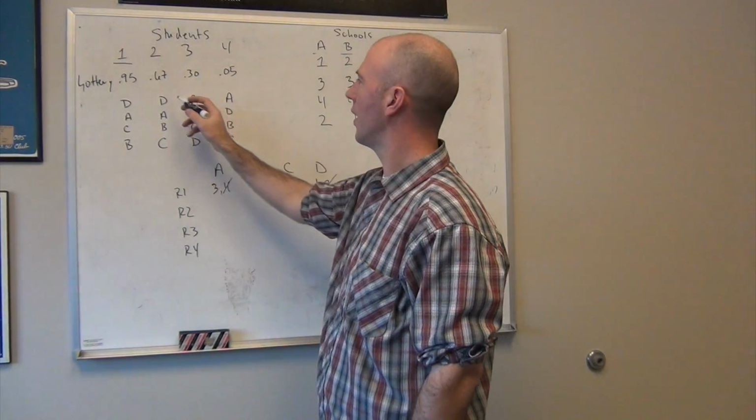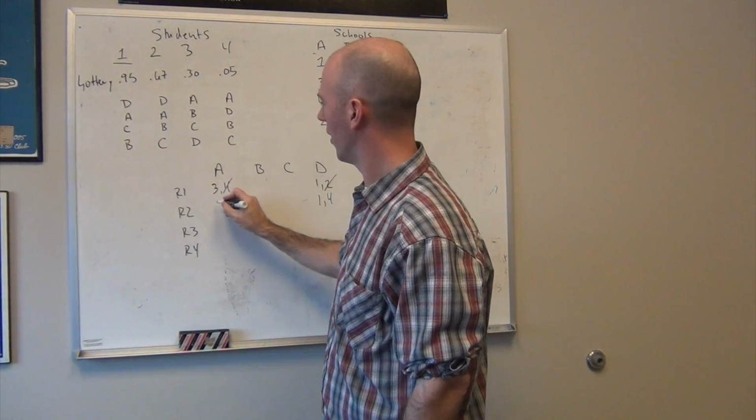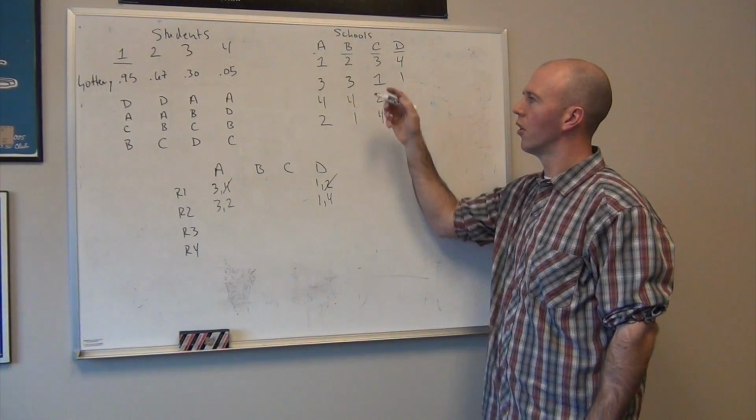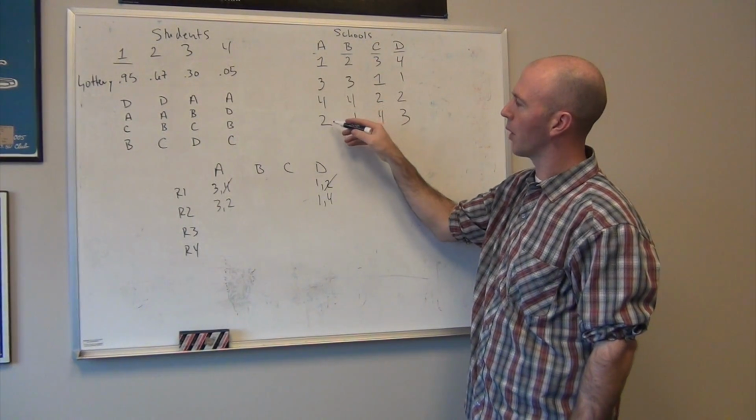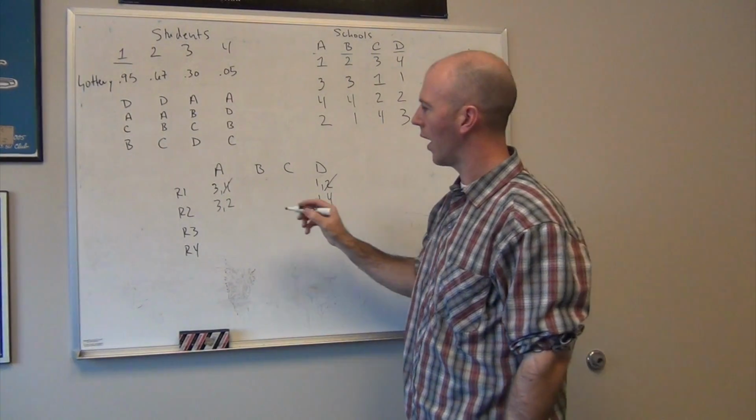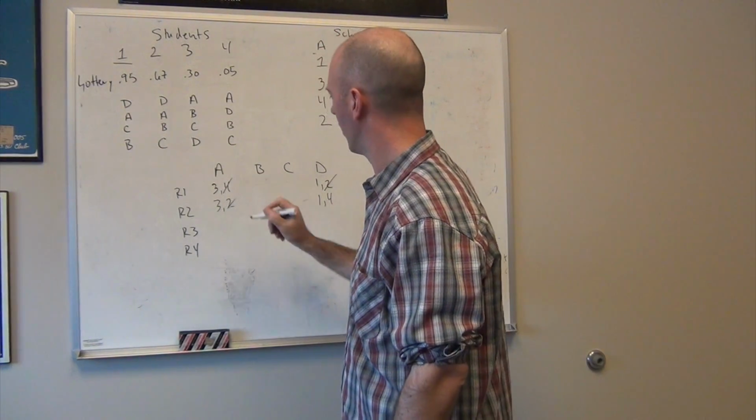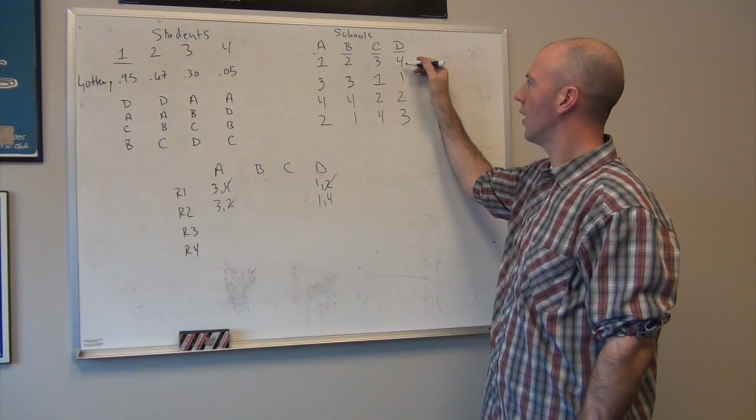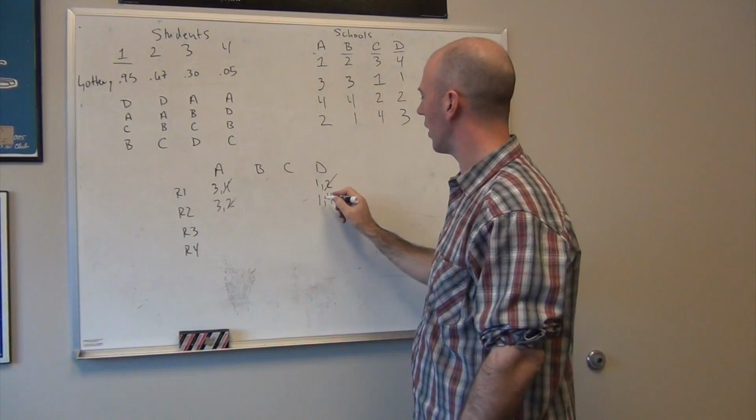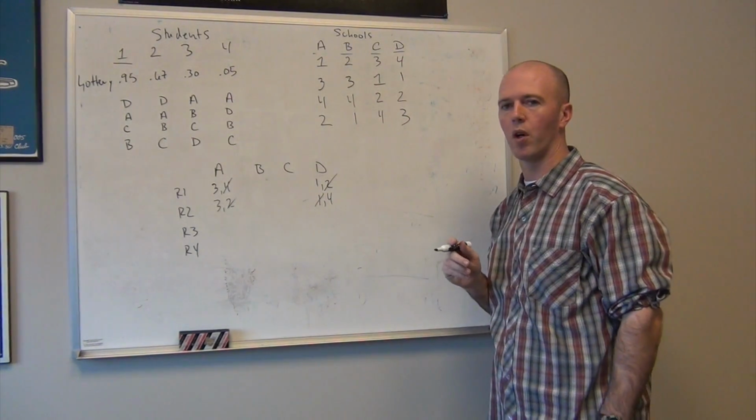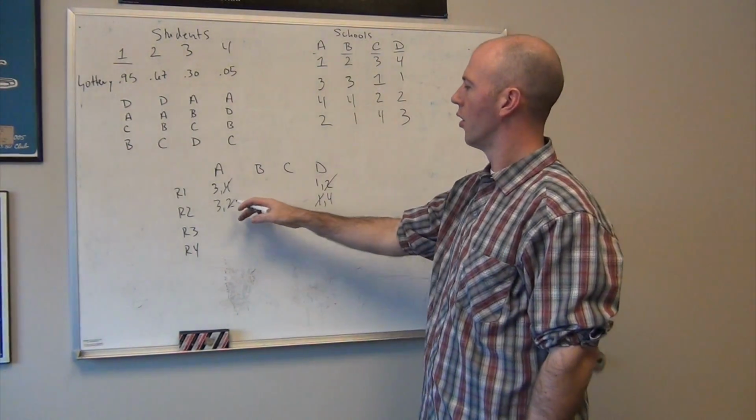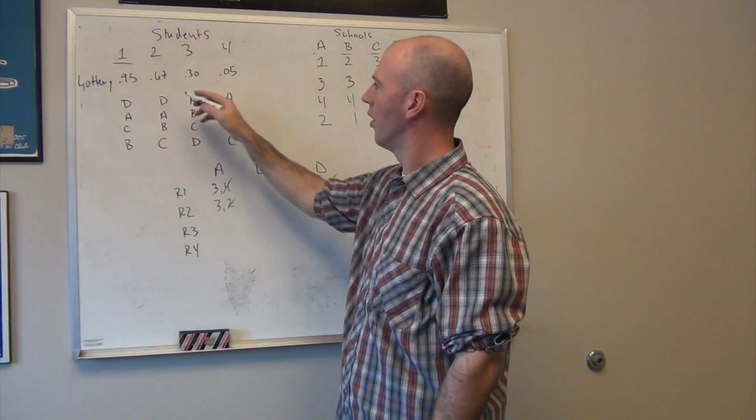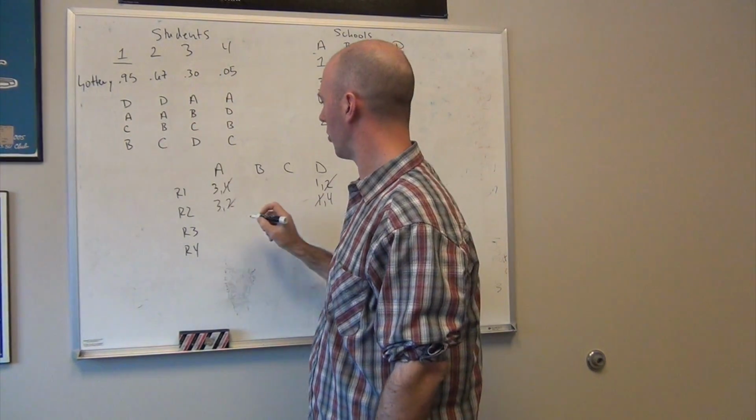2, which is rejected by D, now applies to A. And so A has 2 applications, 3 and 2. So A looks, and 3 is higher priority than 2, and so that means A is going to reject 2. D considers, well, 4 is the highest priority at D, 1 is lower priority, so D is going to reject 1 and hold on to 4. Okay? So 2 has been rejected first by D, next by A. So 2 applies to its next favorite school, which is B.